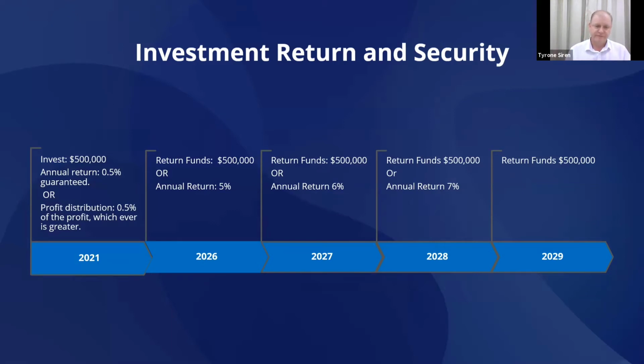So if the project is successful and it's making a lot of profit, you'll receive 0.5% of all the profits of the project. And as an incentive to make sure the developer returns your money on time, or at 5 years, I should say, if they don't, then they start paying you 5%, and then 6%, and then every year the interest rate increases, 7%, 8%. So this is really an incentive for the developer to return your money within 5 years.